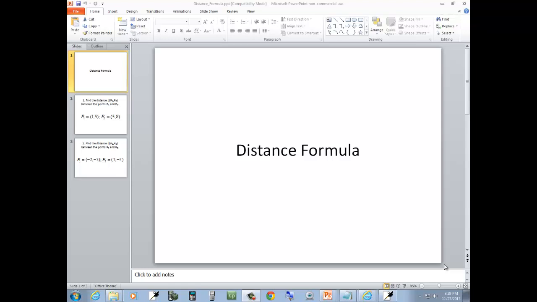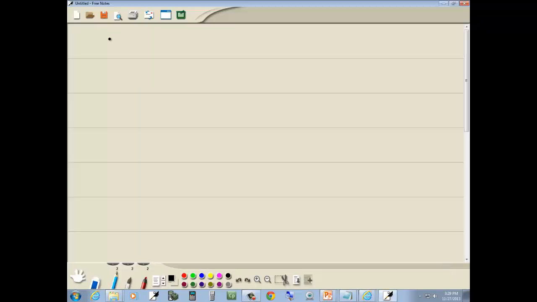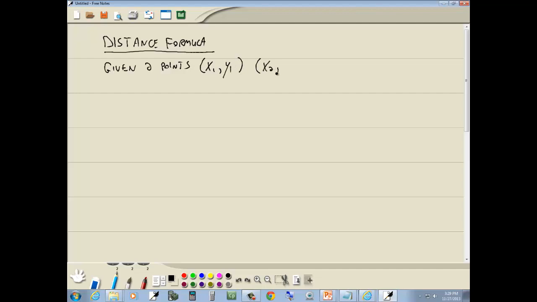Let's take a look at the distance formula. The distance formula says, given 2 points, x1, y1, x2, y2, your distance is given by this formula. D is equal to the square root of y2 minus y1 squared plus x2 minus x1 squared.